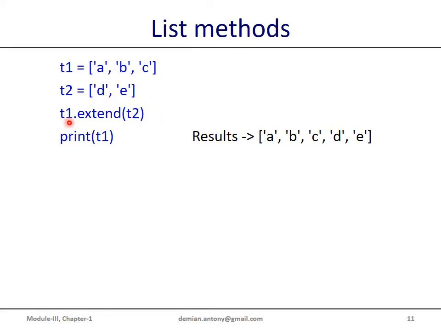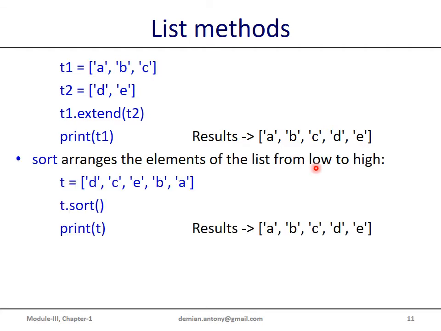Simply write t1, the list that we want to enlarge, dot extend, with a parameter which is the name of the list. And now the augmented list t1 has five elements, the elements of t1 as well as the elements of t2. The length of t1 now becomes 5.